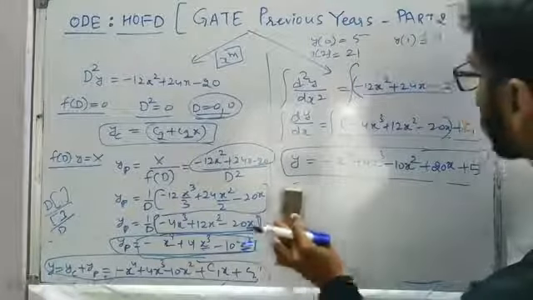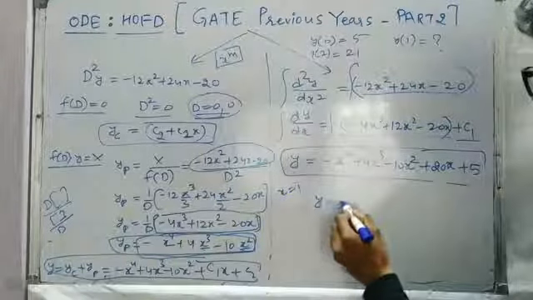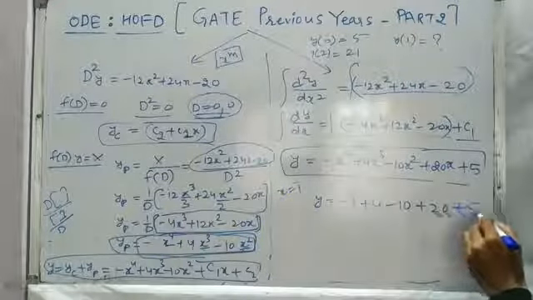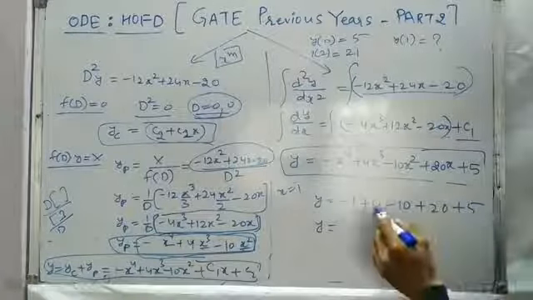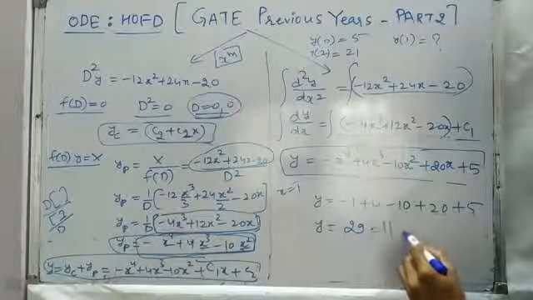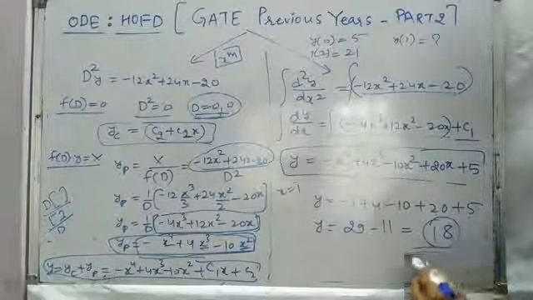And now he is interested in the value of y at x equal to 1. So y is equal to minus 1 plus 4 minus 10 plus 20 plus 5. So y is equal to 20 plus 5, 25, and 4, 29, minus 10 and 1, 11. So we are going to get the value as 9 minus 1, 8, and 2 minus 1, 1. So 18 we are going to get.